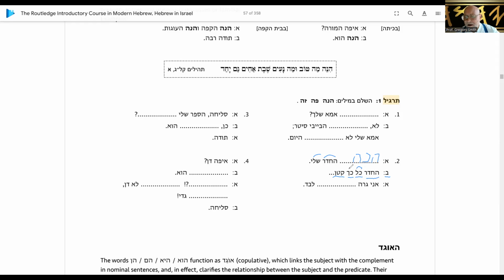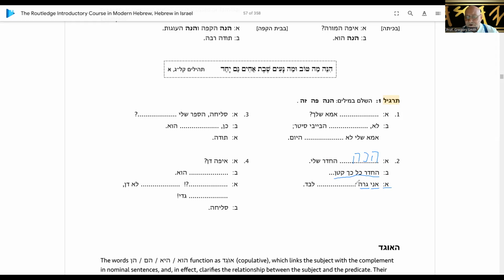It's like kol chak. Yeah, I like it so much because the kol is like much, and then chak is so much, kol chak. Haheder kol chak katan. It's so very small. That's the idea being communicated there. Haheder kol chak katan.